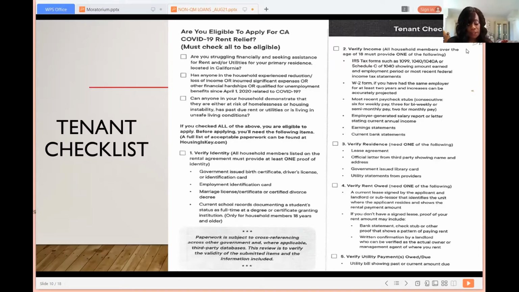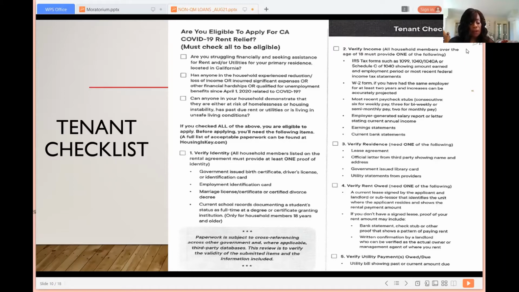Most recent paycheck stubs, 6 for weekly pay and 3 for bi-weekly pay, or semi-monthly. Some people, like teachers, only get paid once a month, so they would have one paycheck stub. Other people will get paid every 2 weeks. That would be your bi-weekly paycheck, and so on and so forth. Employer generated salary report or a letter stating current annual income. The employer can give you a statement that you work there, so that would be sufficient.